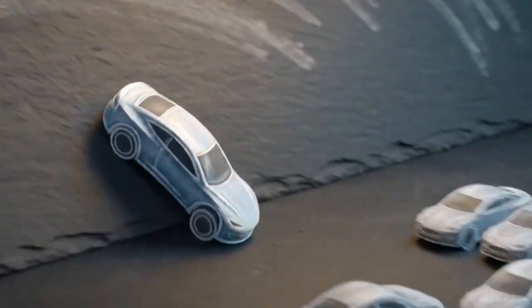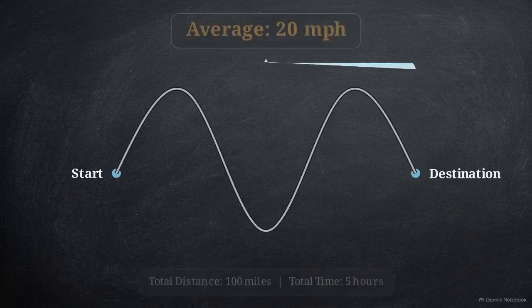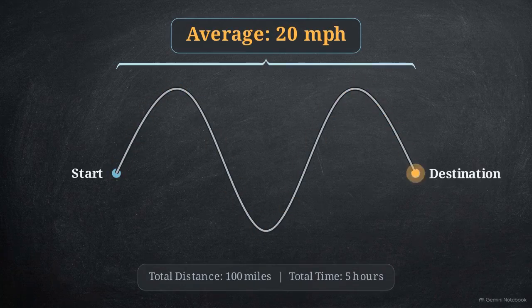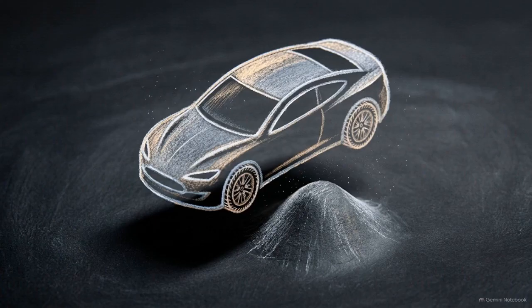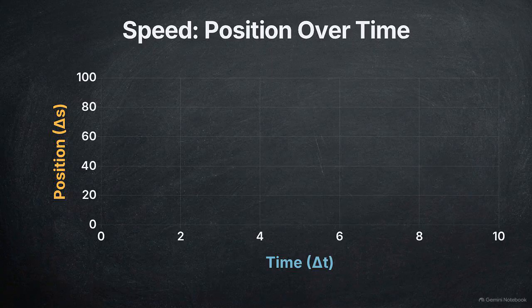You speed up down hills, stop for red lights, and crawl through gridlock. The 20 miles per hour figure is just a macro-level summary. It's a blurry overview that fails to describe the car's behavior at any specific, frozen point in time. This raises a specific question. How do we determine the exact speed of the car at one precise coordinate on the road?